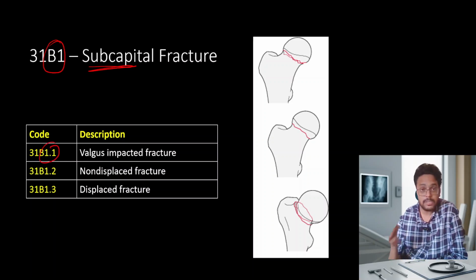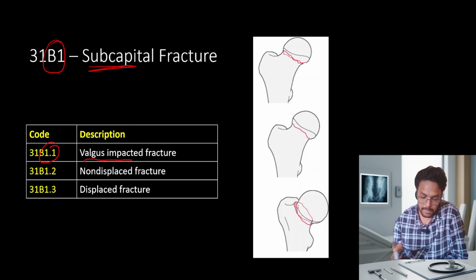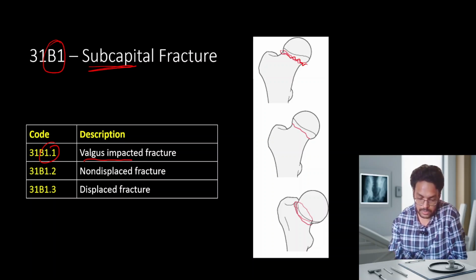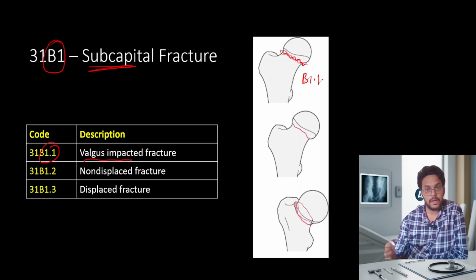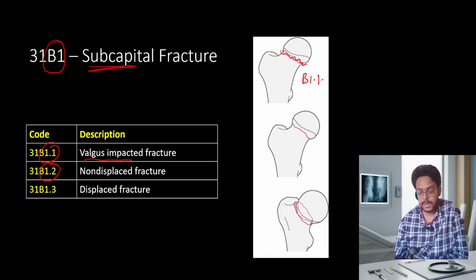B1.1 is, what is Garden's type 1? It is an incomplete valgus impacted fracture. Similarly, here 1.1 is a valgus impacted fracture. So this is B1.1, valgus impacted, according to Garden's type 1. Then 1.2, according to Garden's type 2, is a complete fracture and an undisplaced fracture.